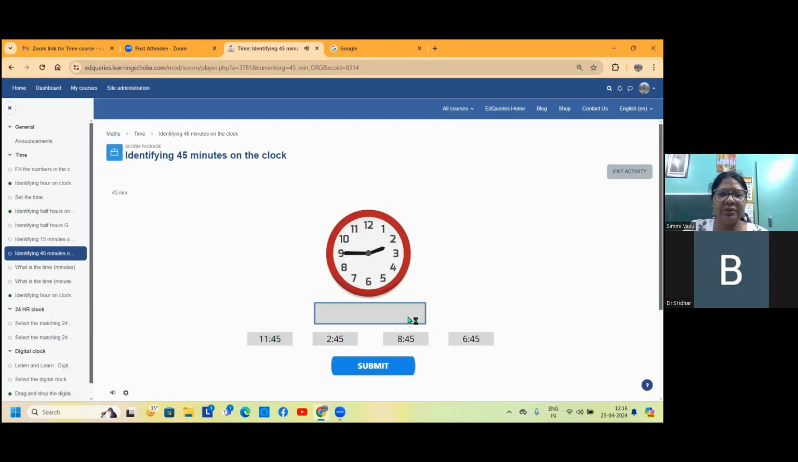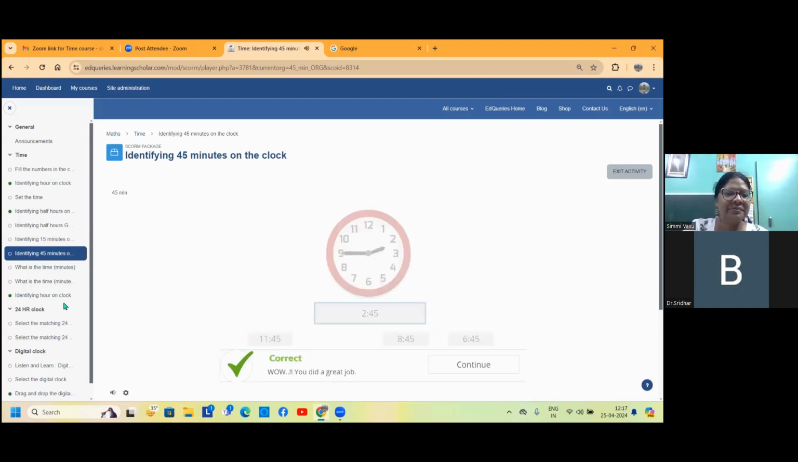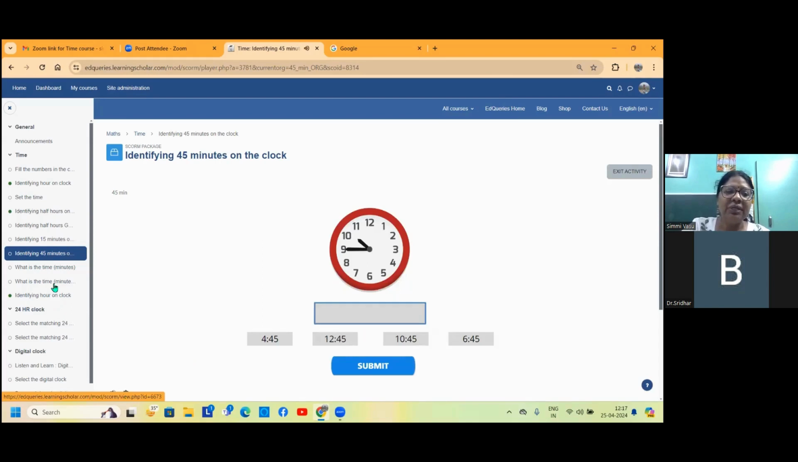In this game, write the correct answer in the box. Tell the time as shown on the clock. The child is given options to drag and drop the correct time, then submit. Well done. Now in the same time module, we were talking about the time in minutes.